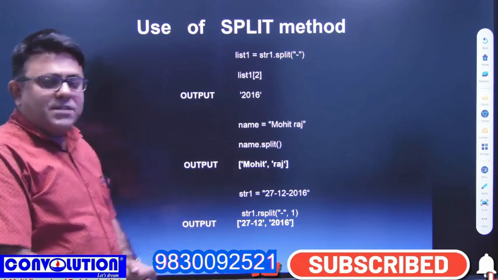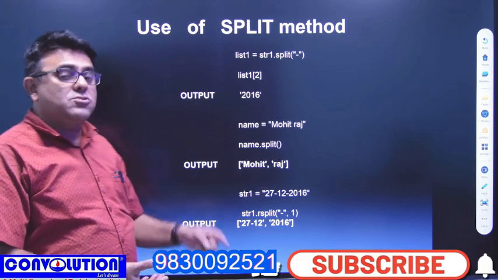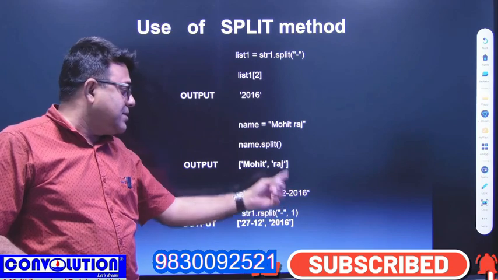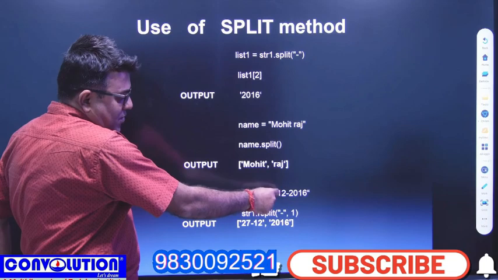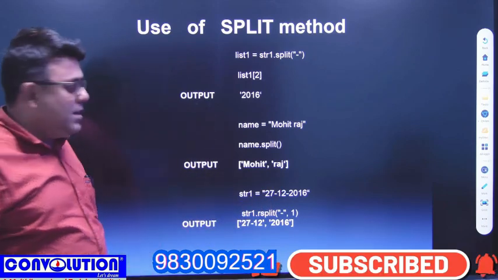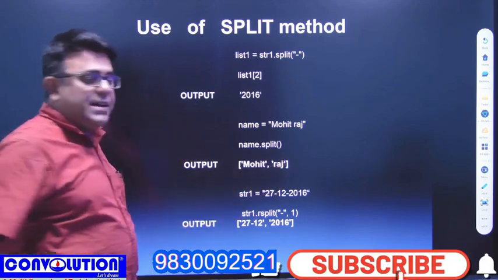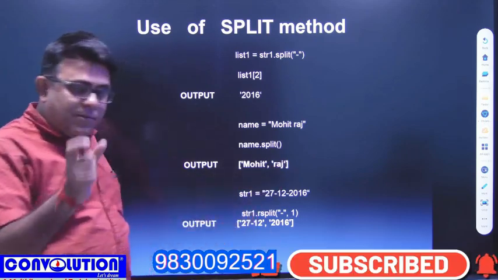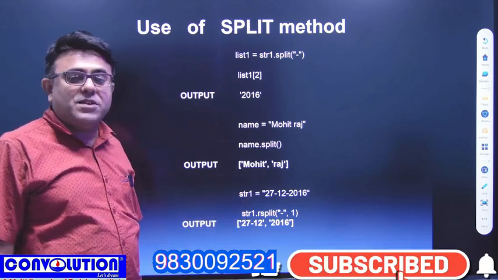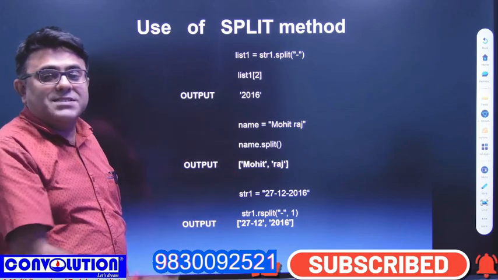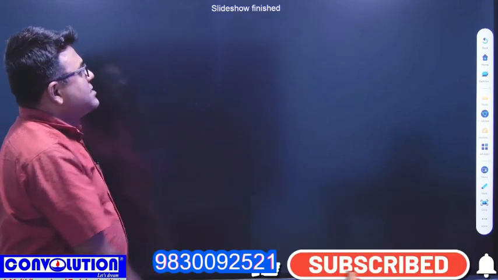Next, another example. I said str1 equal to 27-12-2016, and I use rsplit. From the right-hand side, before this we have 2016. In this case, 27-12 will be one element, and after 12 we find the hyphen, and after that we find 2016. So 27-12 will come together, and 2016 will come separately. As I am using the rsplit function, things happen from the right-hand side, not from the left-hand side. This is an implementation of the split function.